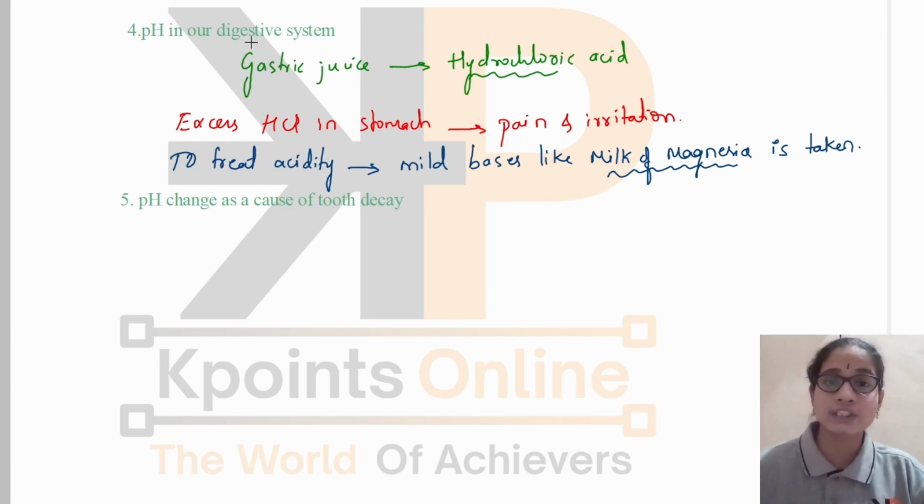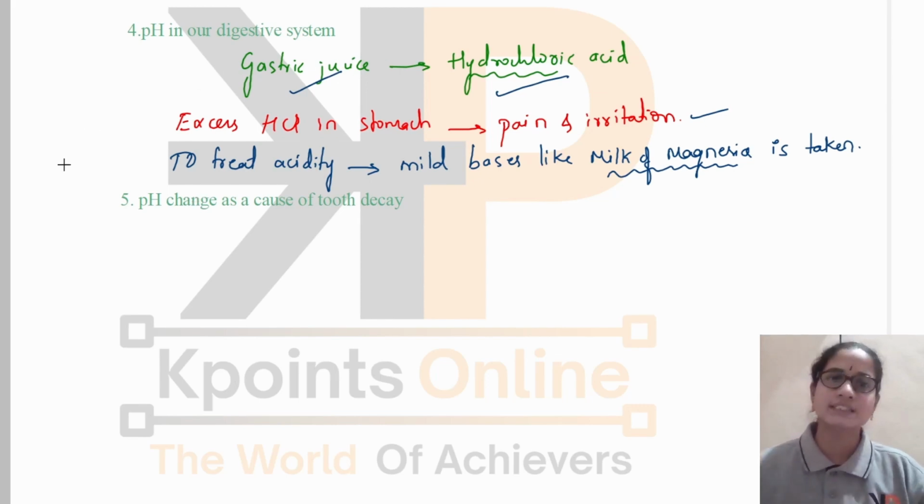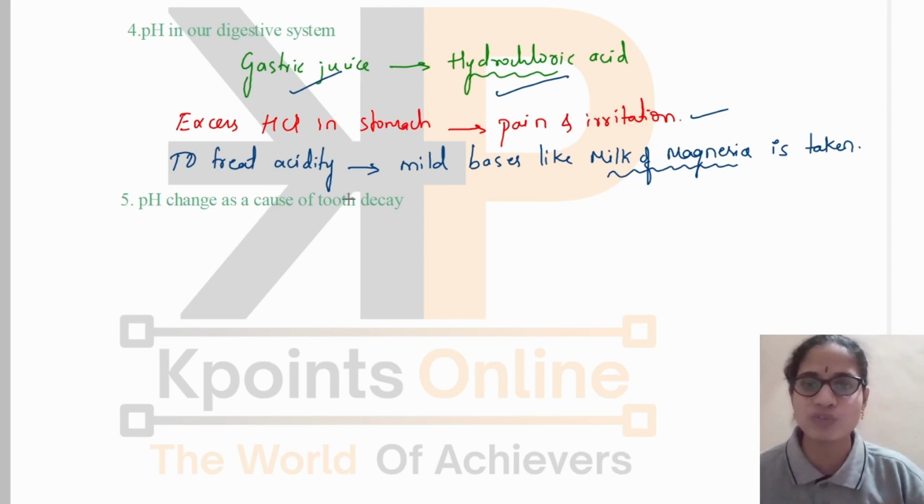So this gastric juice, that is the hydrochloric acid, is very important for digestion, where the enzyme will work properly. And if there is excess production of this hydrochloric acid in our stomach, it causes pain and irritation. But in order to treat this acidity, we will take mild bases like milk of magnesia as antacid. Okay, this is all about pH in our digestive system. See, we are applying the pH concept in our daily life, so it is very important to know about the pH. Then, pH change as a cause of tooth decay.